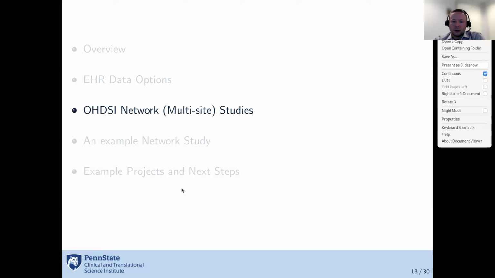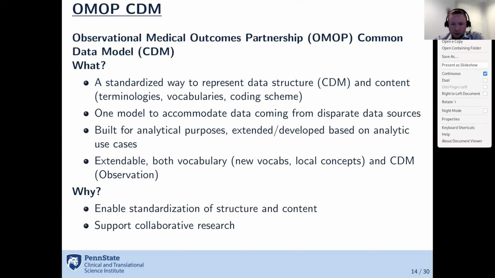So focusing in here on these OHDSI network studies. Again, I mentioned this OMOP common data model a few times. What is it? It's a standard data structure for electronic health record data, and the OHDSI collaborative quite exhaustively curates and maintains a vocabulary. So different sites that use different coding systems can all standardize on one language or vocabulary.